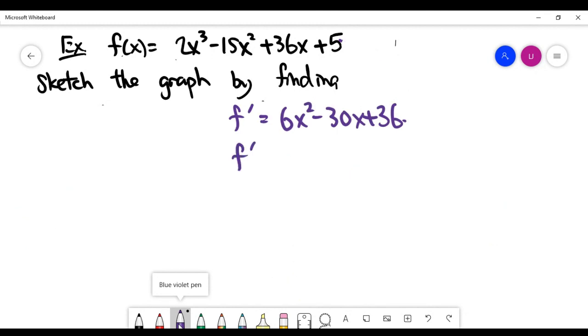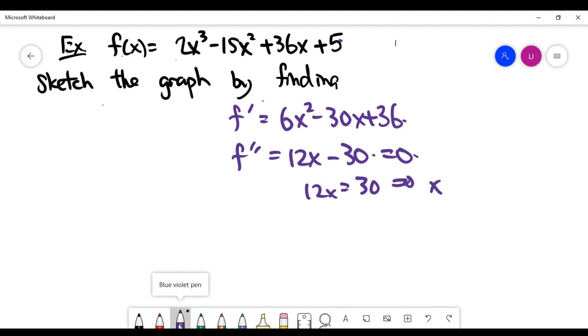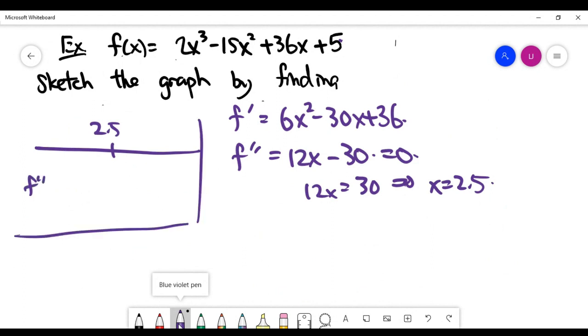So for the f double prime, it's going to be 12x minus 30. We can make it 0 and solve this. We get that x is 2.5. So it means that on the sign table of the f double prime, we only care about one marking on the x-axis, and there are actually two intervals.